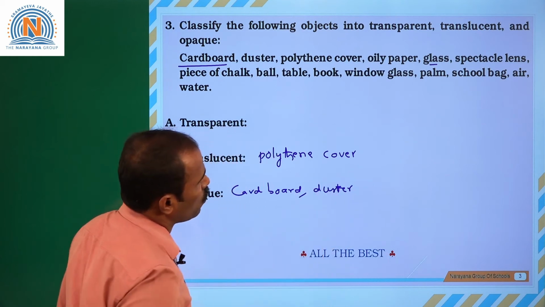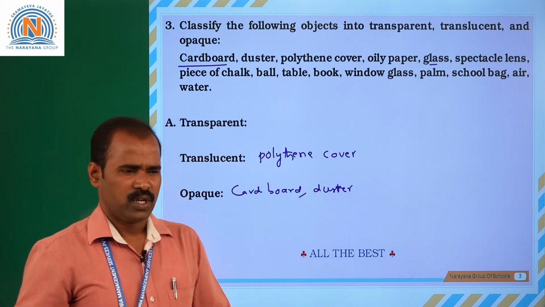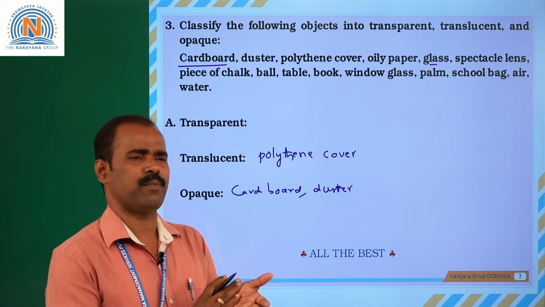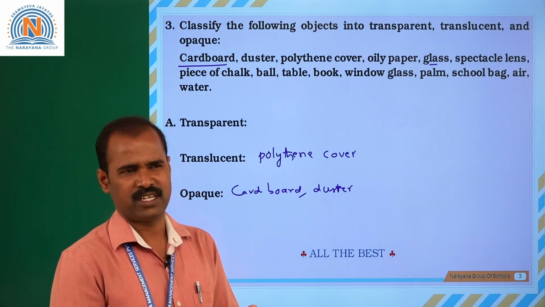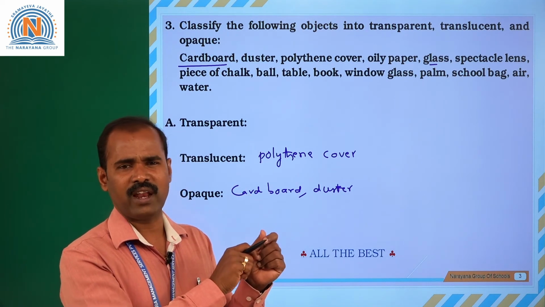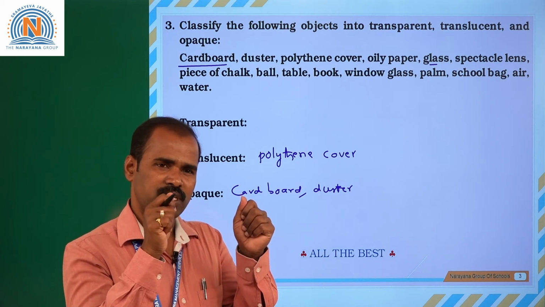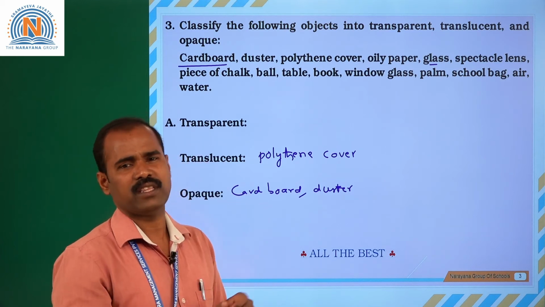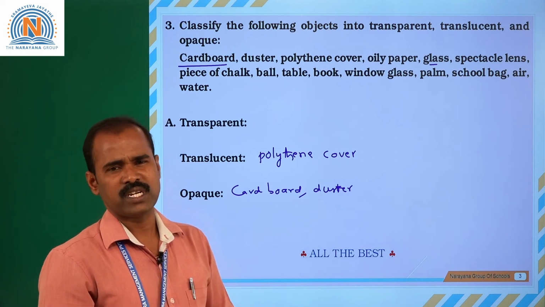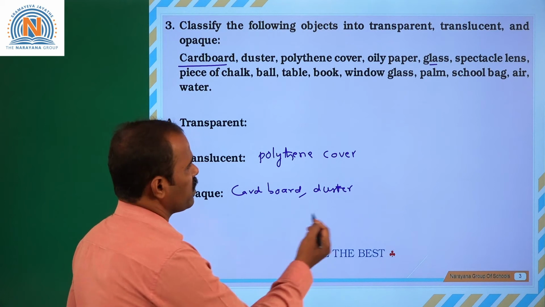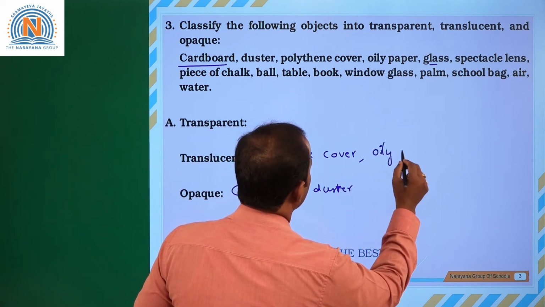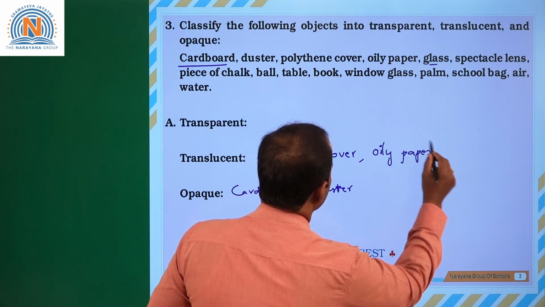Okay. Next to oily paper. Take a paper and pour some oil on it, coconut oil. After some time that paper appears to be translucent, so we can observe through that paper. Initially, without pouring oil on the paper, we are unable to see the object behind the paper. But after pouring the oil, that paper becomes translucent. So oily paper comes under translucent.